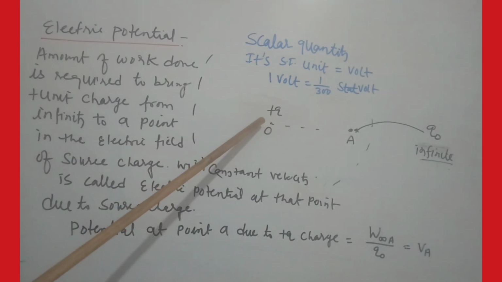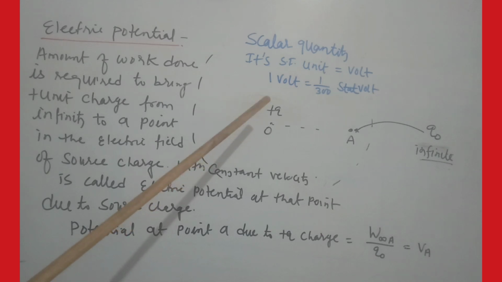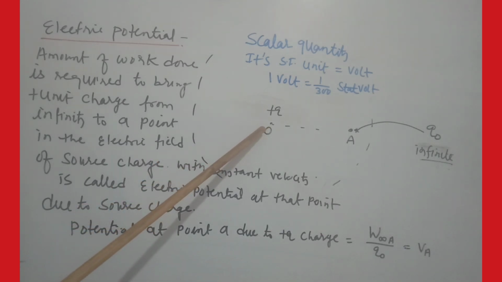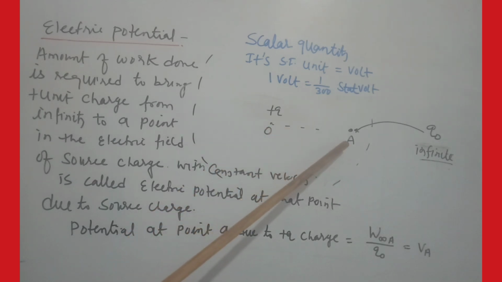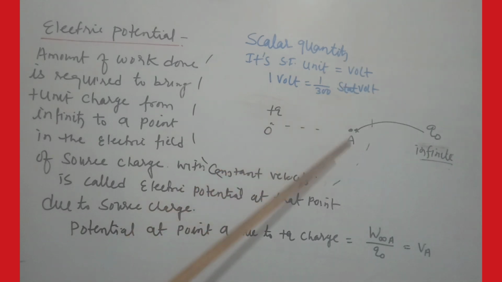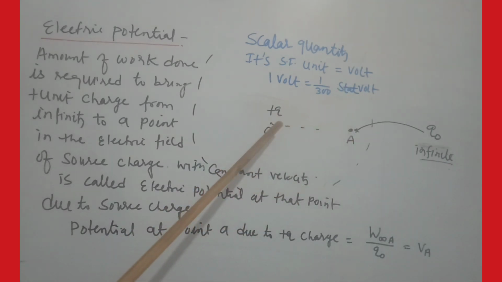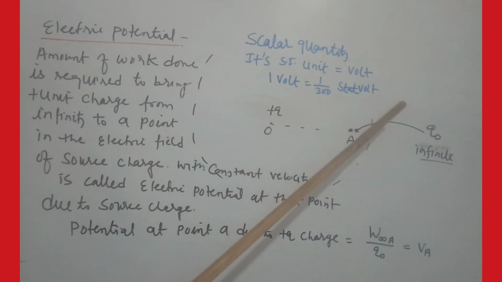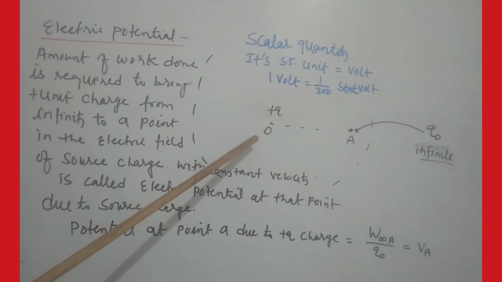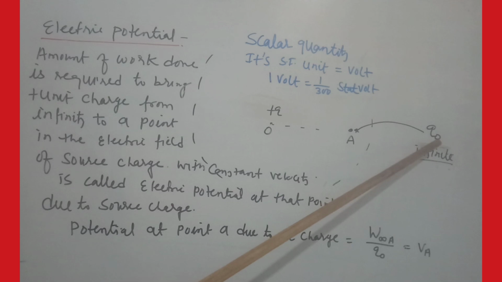Now Q is the source charge because its electric field we are taking in calculation, and in its electric field we are taking another point A. So this point A is in the electric field of positive Q charge, whereas Q naught charge is outside the electric field of positive Q charge, or you say it is at infinity.